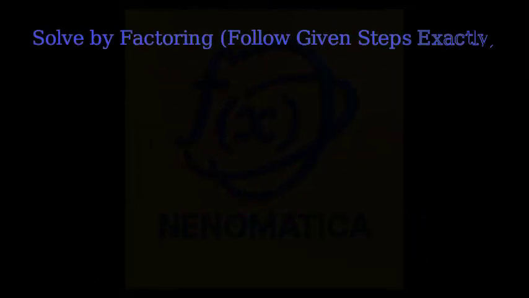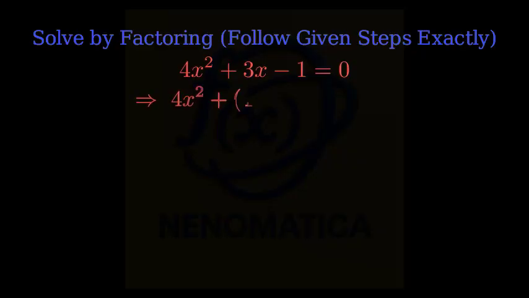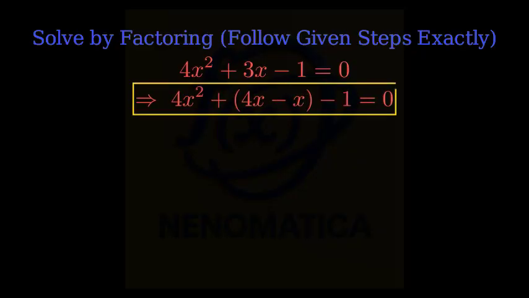Example: we will solve the quadratic equation by factoring, exactly following the given step order. Our problem is 4x squared plus 3x minus 1 equals 0. Step 1. Rewrite the middle term by splitting it. 3x becomes 4x minus x. So we have 4x squared plus (4x minus x) minus 1 equals 0.